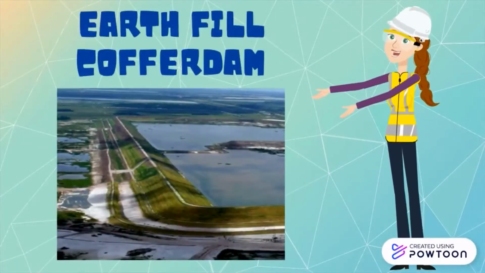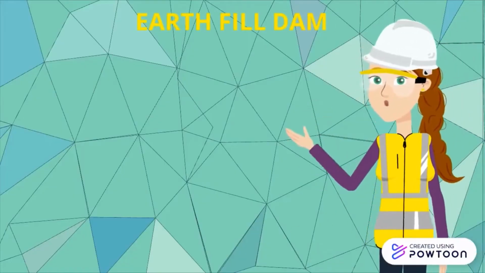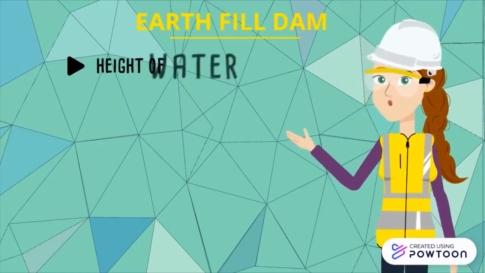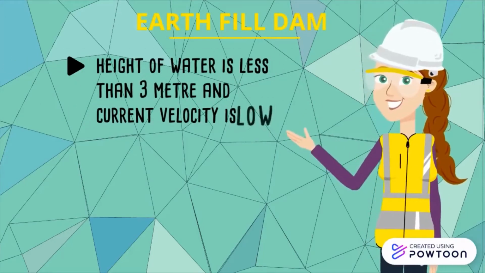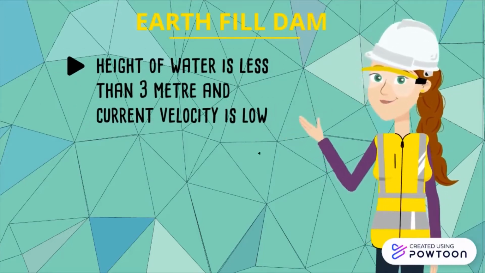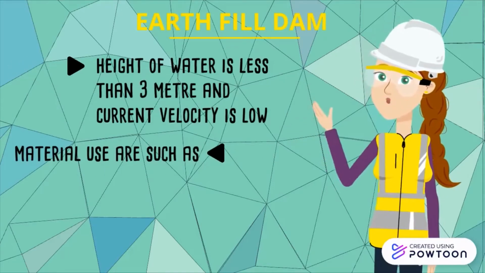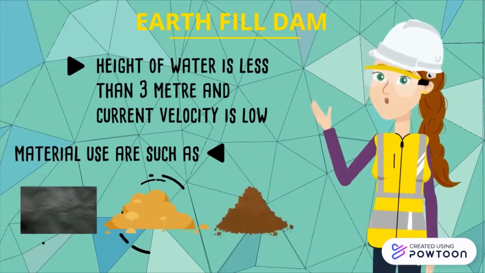Firstly, I will talk about earth-fill cofferdam. Earthen cofferdams are constructed at the place where the height of the water is less than 3 meters and the current velocity is low. These dams are built using locally available materials such as clay, fine sand, or even soil.